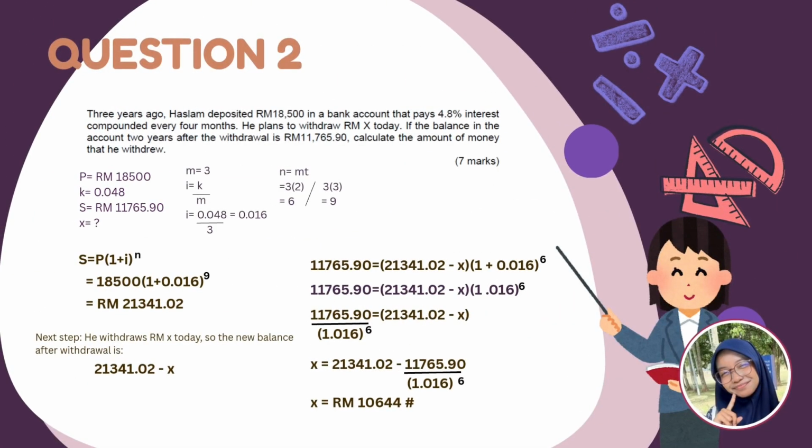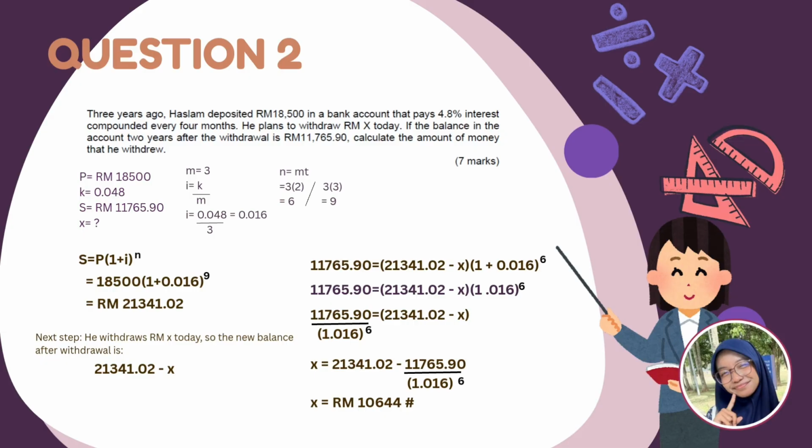Assalamualaikum, I'm Athiqah. I'm going to explain question number 2. This question is about compound interest and finding how much Haslam withdrew. Three years ago, he deposited RM500,000 into a bank account with 4.8% interest, compounded every 4 months, so 3 times a year. Step 1, find the balance in the account just before the withdrawal after 3 years using compound interest.